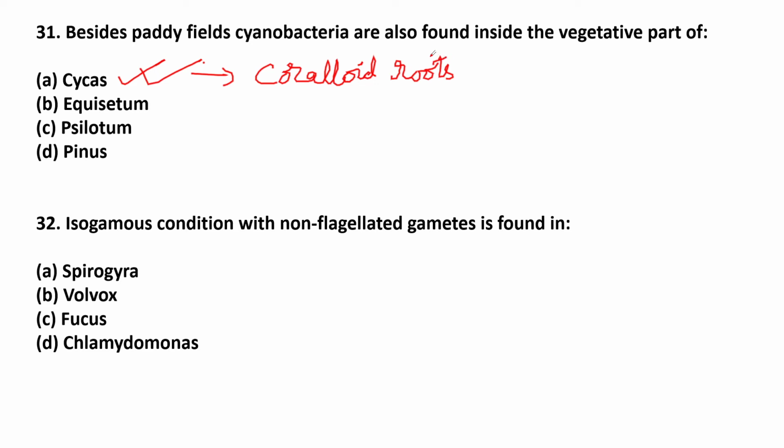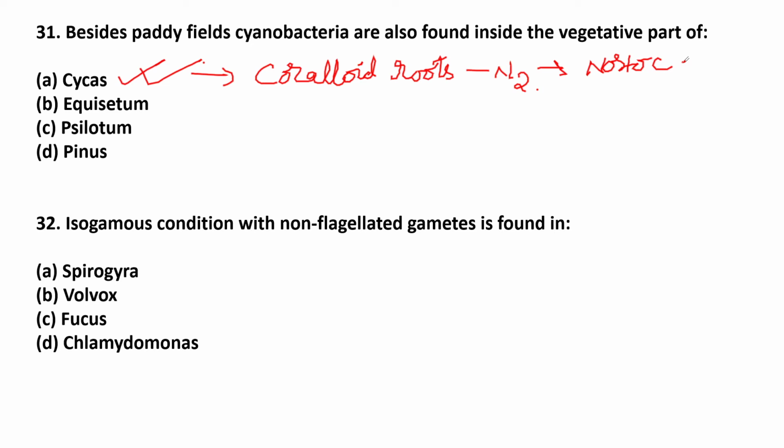Coralloid roots are present, which are associated with nitrogen-fixing cyanobacteria, either Nostoc or Anabaena. These coralloid roots lie near the soil surface. They are irregular and often dichotomously branched. Root hair and root cap are absent in these roots. So the answer is Cycas.